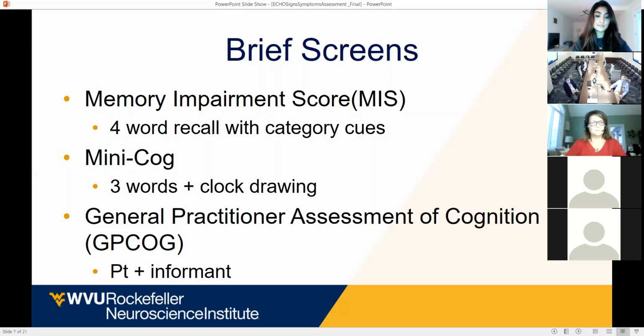There are all of these tests, by the way, that you can Google and get the forms if you're interested. There's another test called the Mini-Cog, which just uses 3 words to remember.